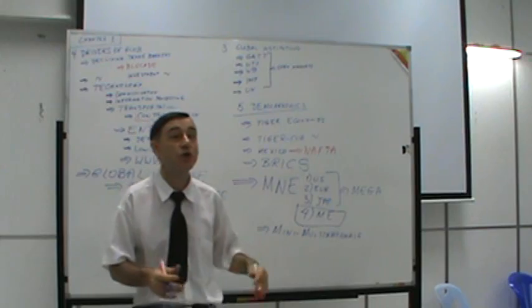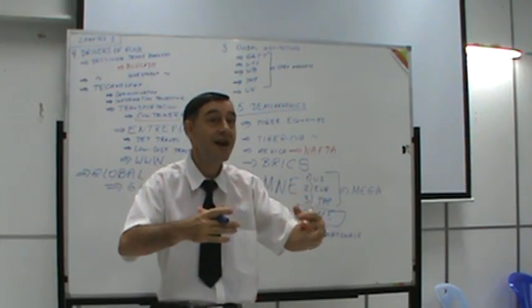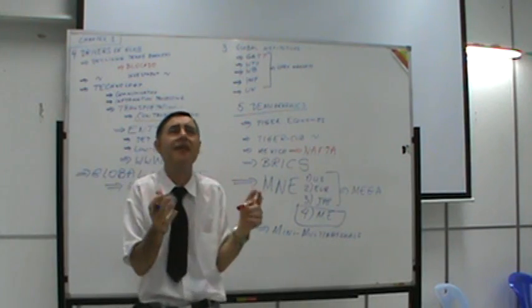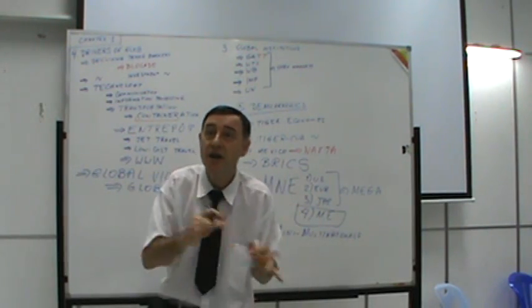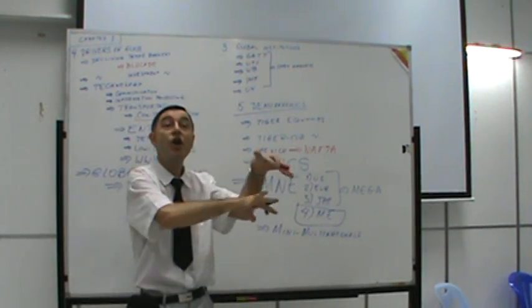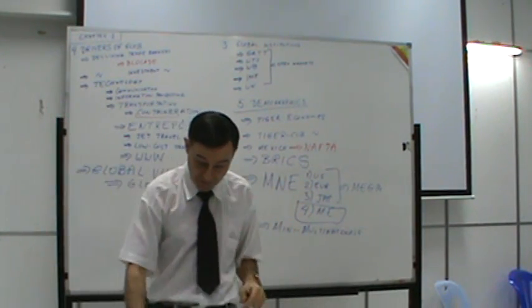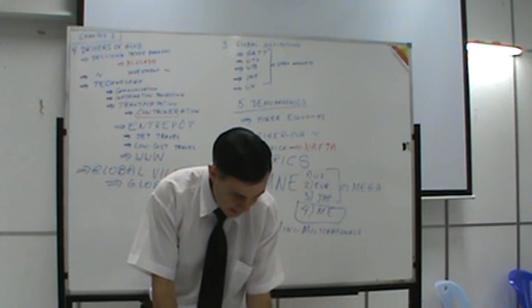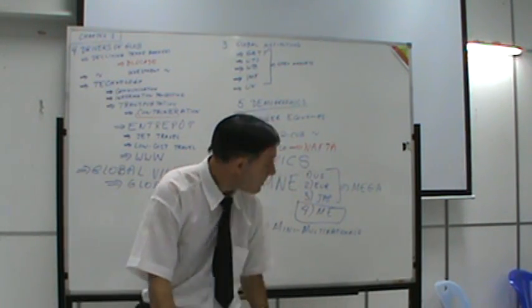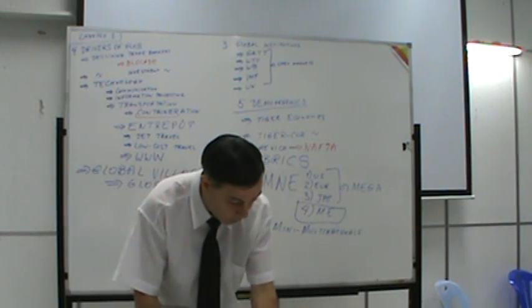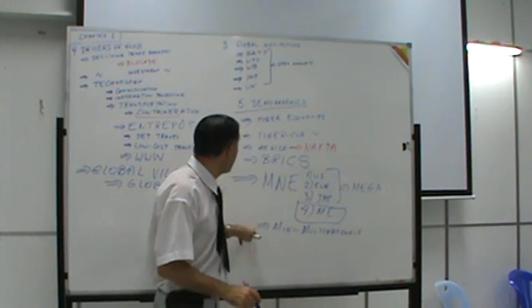A mini multinational could be a tourist agency company that is arranging for travels around the world. They're going to have only 50 or 100 people, and everything else will be contracts with their partners. Okay, let's see what else we got. And I already discussed this. That's on page 24. That's part of this.